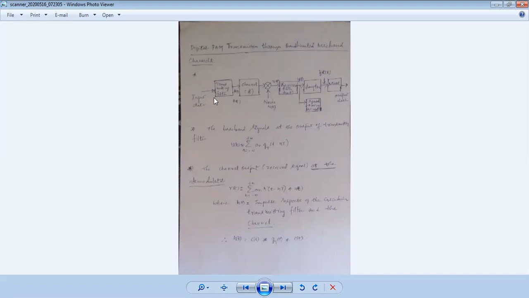So here, what will happen? A very important point in digital PAM transmission through a band limited baseband channel is that the transmitter will convert the input data into binary sequence pulses which allow the frequency to be suitable to the bandwidth of the channel. Now what we want to transfer is the PAM, pulse amplitude modulation. The input data consists of binary sequence pulses.